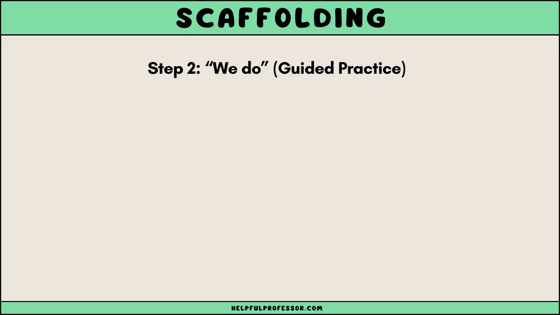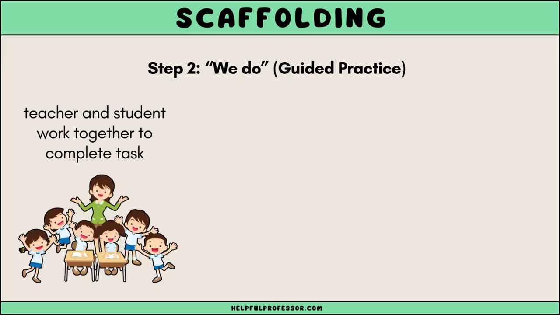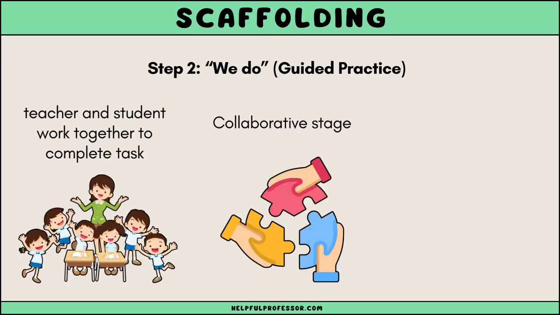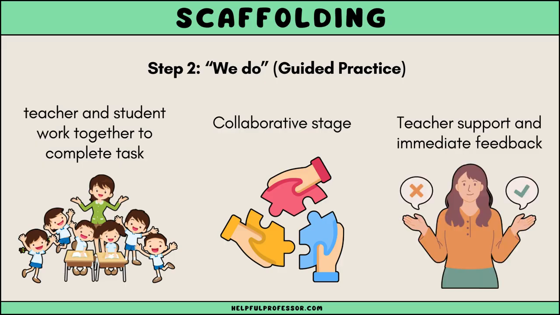2. We do, also known as guided practice. Next, students and the teacher work together to do the task. This is the collaborative stage where students get involved in the process under the teacher's guidance. The teacher might ask questions, get responses, and involve the students in solving problems or completing tasks as a group. This allows students to practice the new skill with the safety net of teacher support and immediate feedback. In our math example, this could involve the teacher working through a new problem with the whole class, encouraging students to contribute to each step.